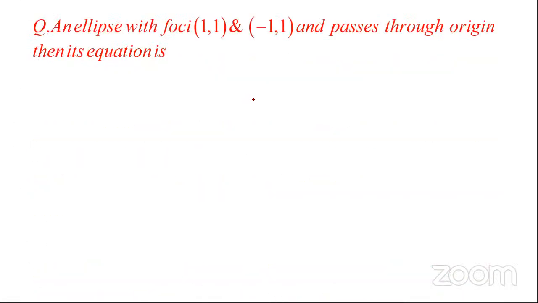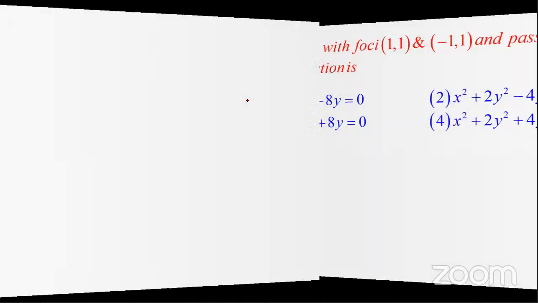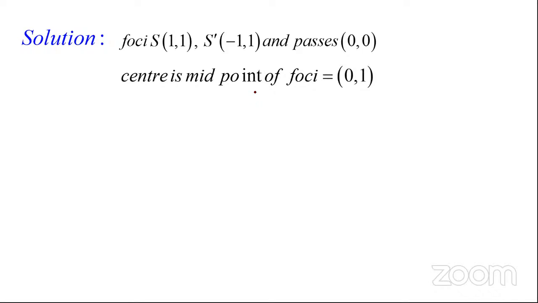Next, an ellipse with the foci (1, 1) and (minus 1, 1) and passes through the origin, then its equation is... we have to find the equation of the ellipse. Solution for this one: foci given that S equals (1, 1) and S dash is (minus 1, 1), and it passes through (0, 0). The center is the midpoint of the foci, so nothing but (0, 1).